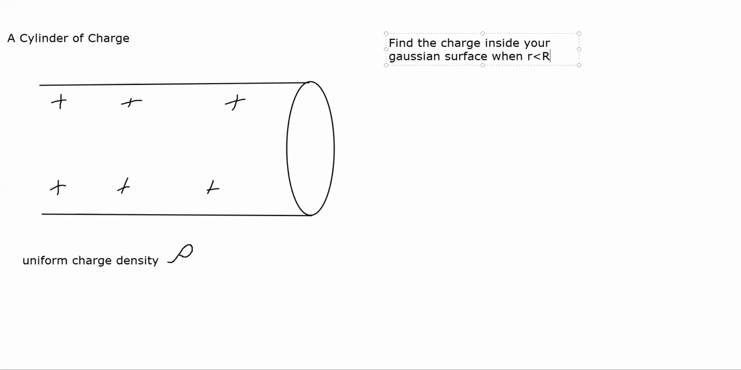Kind of like in the previous example, we have a physical radius, that's the radius of the charge itself, and then we're going to have a Gaussian radius. So I need to draw a Gaussian surface. What would be an acceptable Gaussian surface? What would match the symmetry of our problem? Well, if we're dealing with a cylinder, let's pick a cylinder.